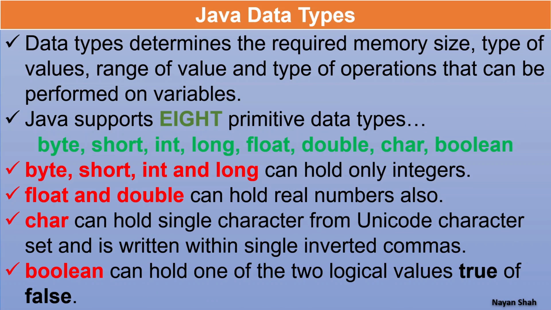This is very important to remember, that is Java data types, 8 primitive data types: byte, short, integer, long, float, double, character and boolean. The first 4 can hold only integer numbers, only the ranges are different. Byte will have a very small range and long will have the biggest range. Float and double can hold any number with or without a decimal point. Again, the size or range is different. Character can hold any single character written within single inverted commas, and boolean can hold either true or false.